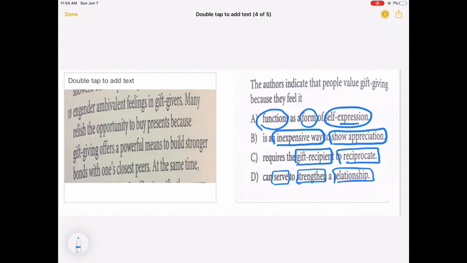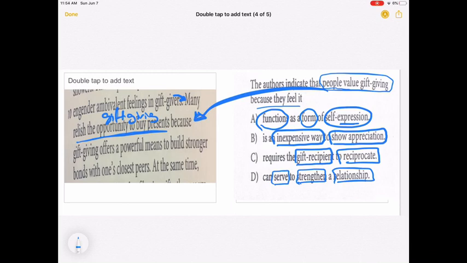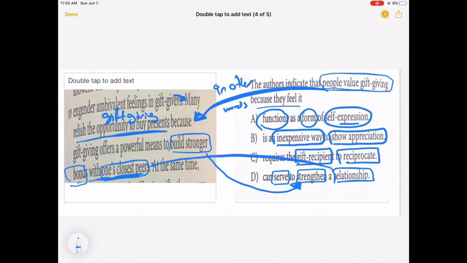Now that we've broken down the answers, let's read the quote and the question. The authors indicate that people value gift giving. People value the act of giving gifts because they feel. Now let's start reading the quote. Many relish the opportunity to buy presents, which is gift giving. As you can see, even the question is a translation in other words. That many relish the opportunity to buy presents, to give gifts. So that's a restatement or simply the use of in other words. Because gift giving offers a powerful means to build stronger bonds with one's closest peers. So to build stronger bonds is to strengthen, and a bond with one's special peers or one's closest friends and family is a relationship. So as you can see, the answer is simply a restatement of what was provided in the passage. And so the answer in this case is D.